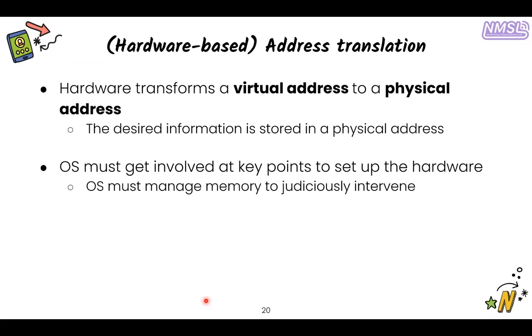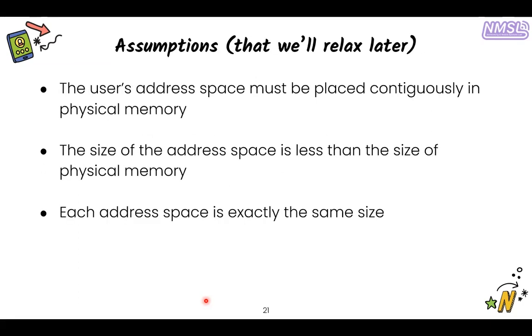So if you remember, the magic of the OS is creating an illusion for each program to think they have the memory all by themselves, and their memory space starts from 0. So one of the key responsibilities is translation, right? There's a virtual address space versus the actual real physical address. To achieve this, the OS still has to be involved at key points to set up the hardware and manage memory, to intervene whenever it needs to.